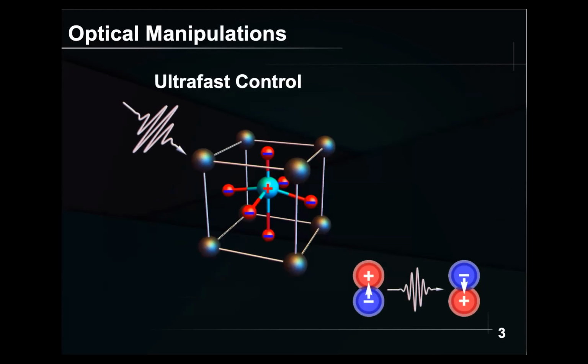Switching the polarization orientation is technologically relevant, especially when we use an ultrafast laser pulse to induce such switching, because this can give rise to picosecond control of these dipole orientations.